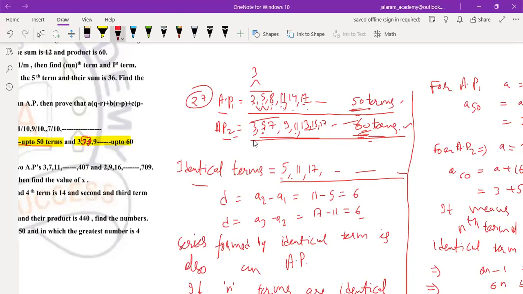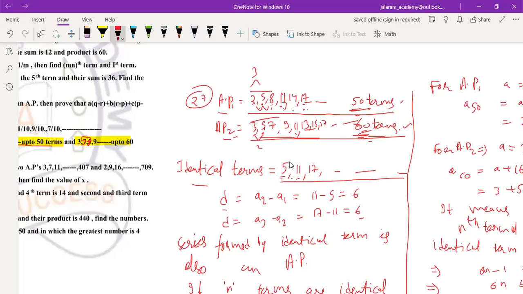Write some more terms of AP2 also, knowing that its common difference is 2. So 5 plus 2, 7, 7 plus 2, 9, 9 plus 2, 11, 11 plus 2, 13, 13 plus 2, 15, 15 plus 2, 17. And it exists till 60 terms. Now observe that 5 is the first identical term, 11 is the second identical term, and the next is 17. Similarly, there will be more terms also.